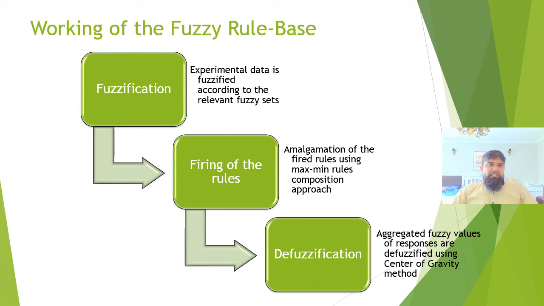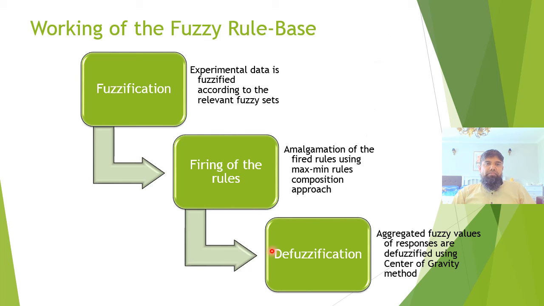Working of fuzzy rule-based system is described in this slide. In the first step, the numeric data comprising the controlled levels of predictors and the measured values of the responses are fuzzified according to the relevant fuzzy sets. In the second step, the relevant fuzzy sets are fired with the varying degrees of impact against the given combination of the four predictors. A single fuzzy value of the response is obtained by aggregating the outputs of all the fired rules using the max-min rules composition approach.